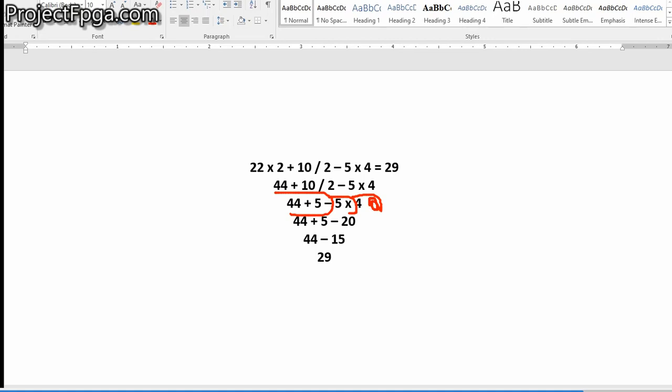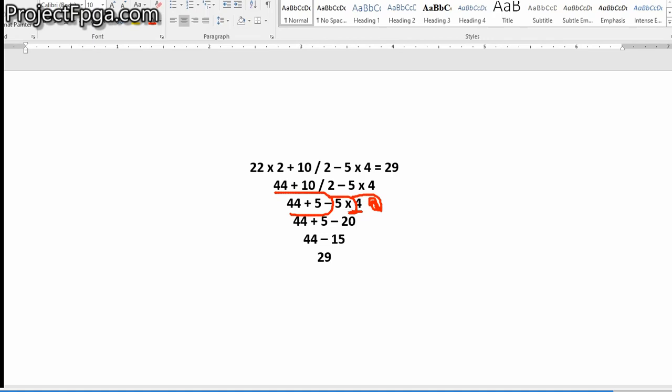Then you have to ignore plus and minus. You only check for multiplication and return. So multiplication and return, remember return is 0, so it has the least priority. It's the last to be solved. Since multiplication has higher priority, you now take 5 times 4 to the ALU, solve it, then you now get this: 44 plus 5 minus, you've already solved 5 times 4, so you now get 20.